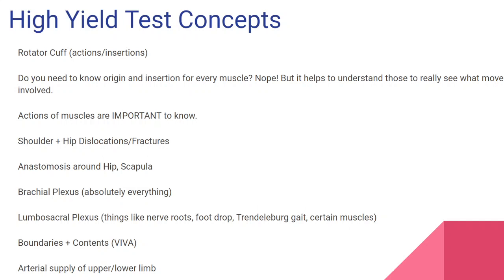The other thing is they commonly ask about fractures and dislocations, particularly with the shoulder and hip. Shoulder is very unstable, so it gets dislocated very commonly. So you need to know what nerve could be damaged in, let's say, an inferior dislocation. Same things with hip dislocation and femoral fractures. It's good to really get a beautiful understanding of those.